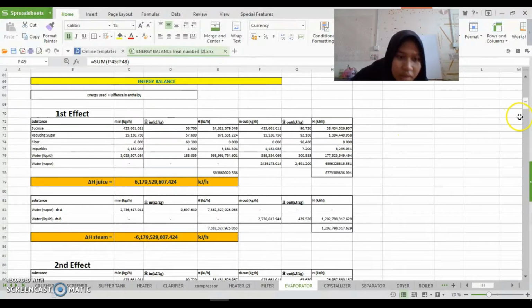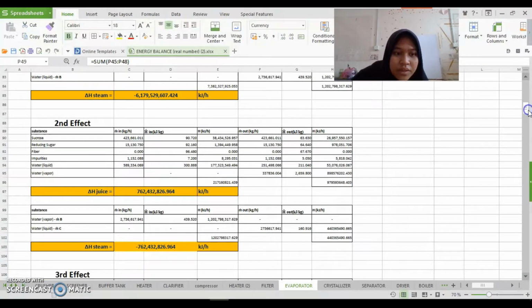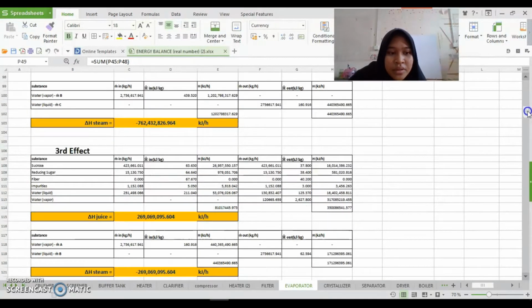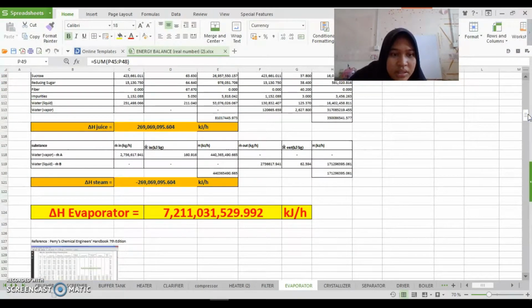Enthalpy for steam is around negative 6 million kilojoule per hour. And in the second effect, the enthalpy for juice is 762 million kilojoule per hour, and enthalpy for steam is negative 762 million kilojoule per hour. And in the last effect, the enthalpy for juice is 269 million kilojoule per hour. Enthalpy for steam is negative 269 million kilojoule per hour around.